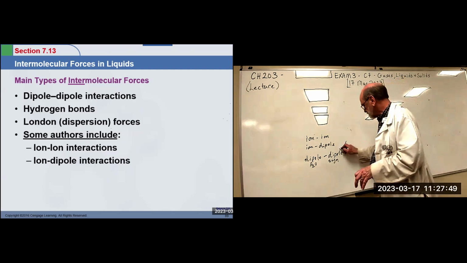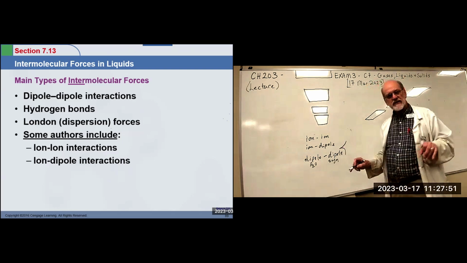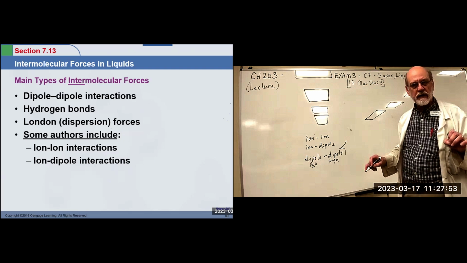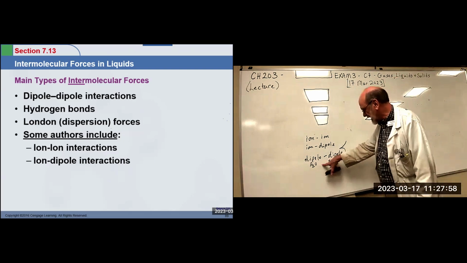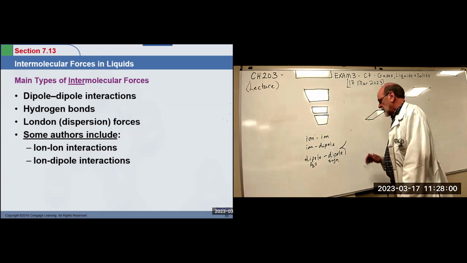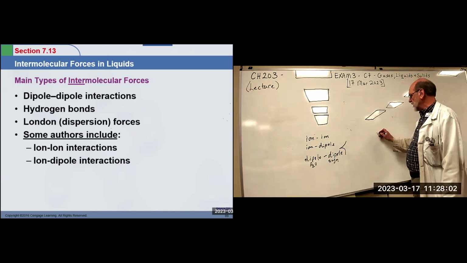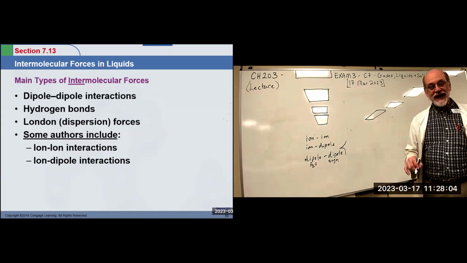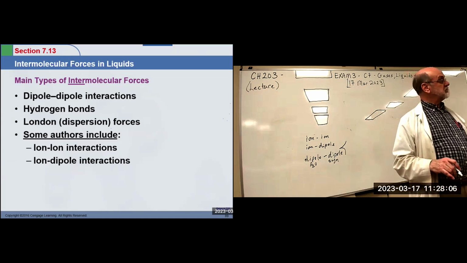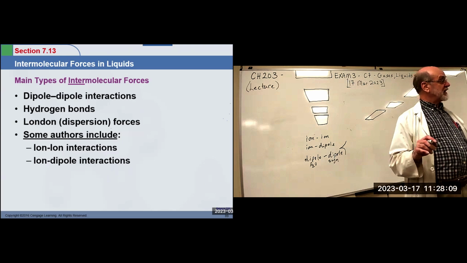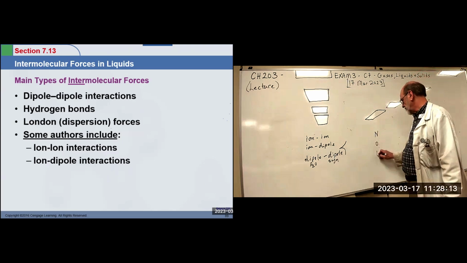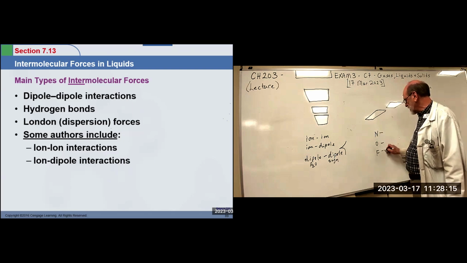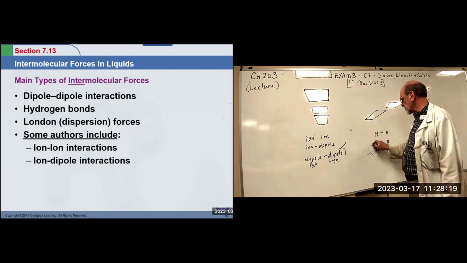Now, stuck in here is a special kind of dipole-dipole called a hydrogen bond. In fact, this is an example of a hydrogen bond. In order to have a hydrogen bond, you need an electronegative atom like nitrogen, oxygen, or fluorine. And then you have a hydrogen bound to that. And you can have something else over here.